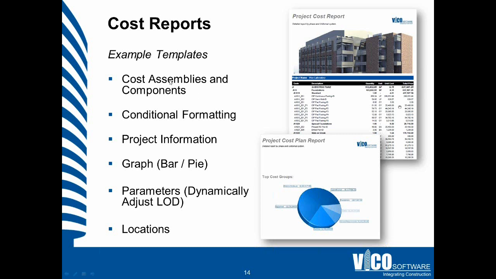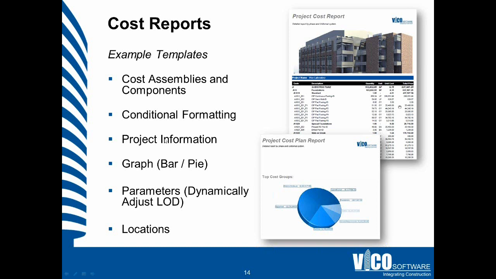In the cost reports, we will use the cost assemblies and cost components that you've defined in the cost planner. And we will use the conditional formatting to create a recognizable structure of your cost plan. So what we see here to the right is the hierarchy levels of the cost plan are easily recognizable by applying specific formatting for each of the levels.